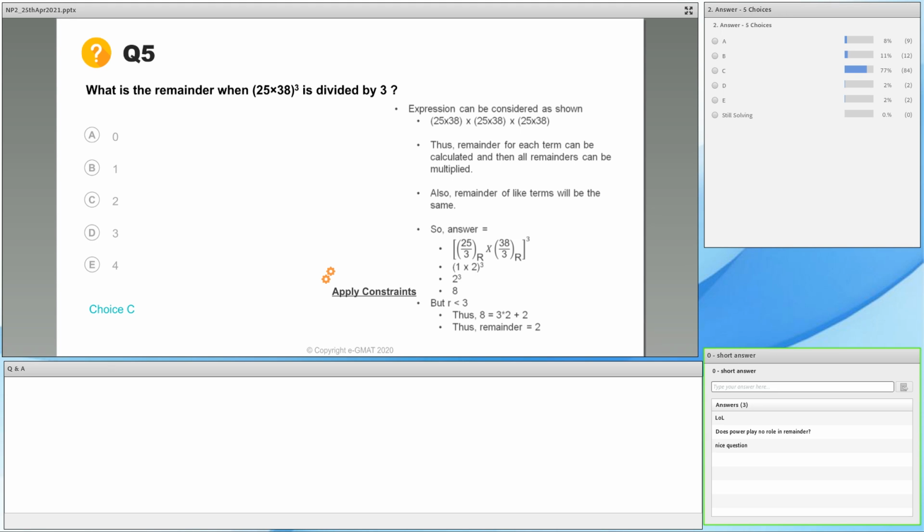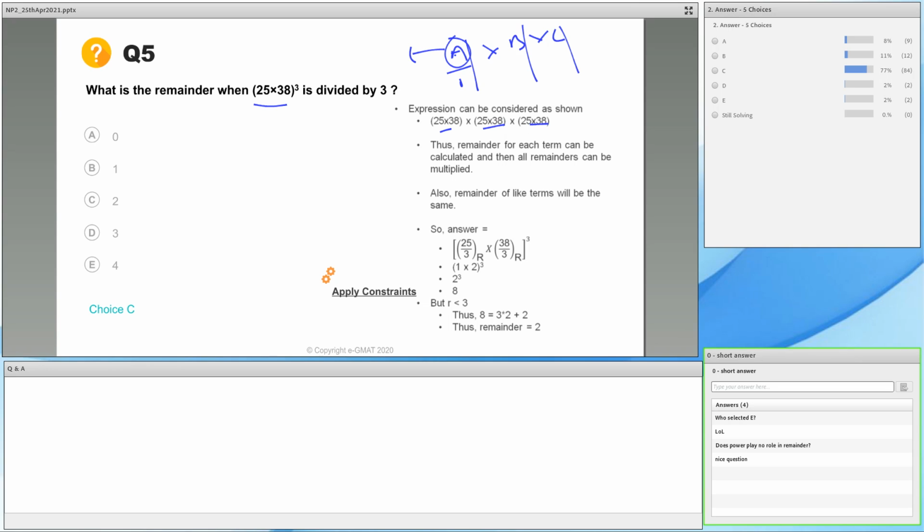That's a good question, Ravish. I'm coming to that. The short answer is, surprisingly, power does not really play as much of a role in remainder. So fundamentally, if you take 25 into 38 power 3, it's nothing but 25 into 38 into 25 into 38 into 25 into 38. We already saw the multiplicative property, right? When you have A into B into C, what would you do typically? You took it individually, right? For each of these things, you calculated the remainder and then you multiplied it.